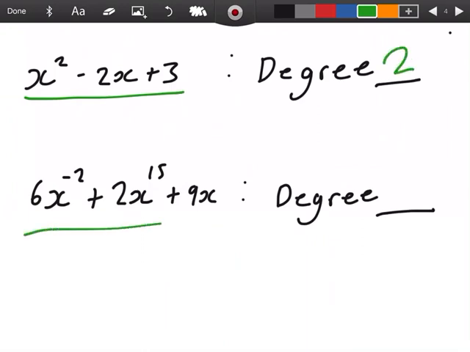And then if we look to the next one, I'll let you have a little go of this on your own. So we have 6x to the power of negative 2 plus 2x to the power of 15 plus 9x. So the highest power here is 15. So we have a degree of 15.